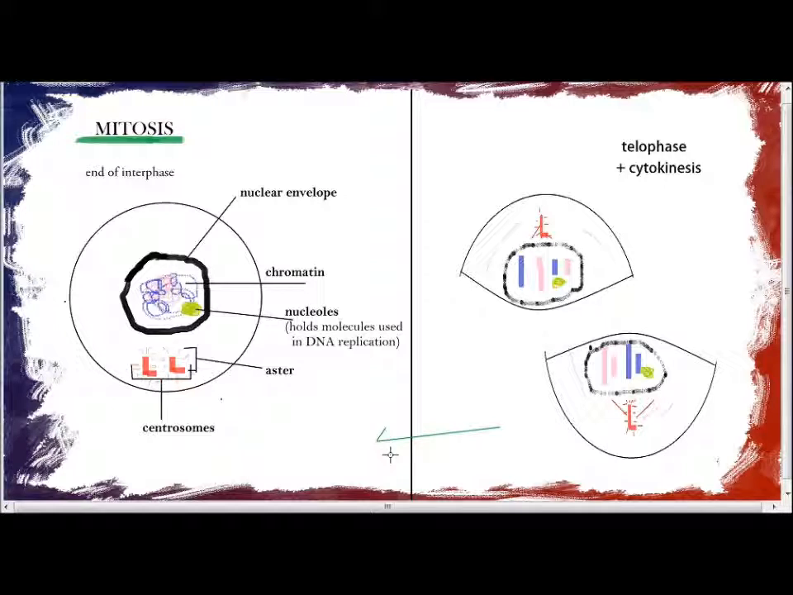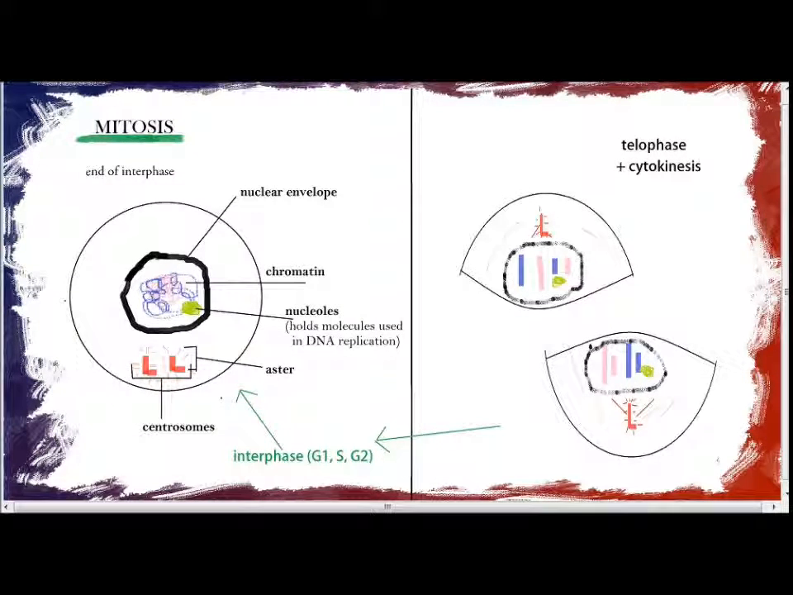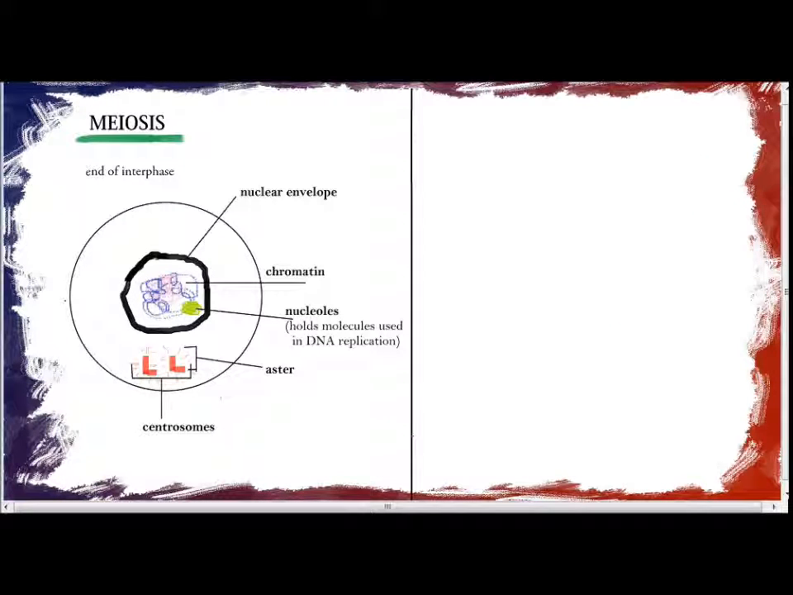So once you've done that, the 2 cells will now separately go into interphase, so back to G1, S, and G2. And once that has happened, you're at the end of interphase, the cycle will begin again, the cell will go through mitosis, it will divide, and so it goes. Okay, so now meiosis. And in meiosis you have interphase and then you have prophase 1.